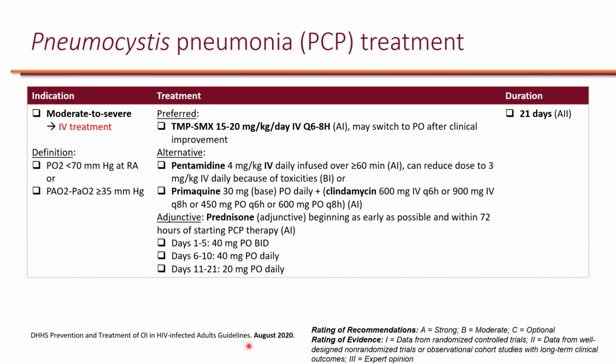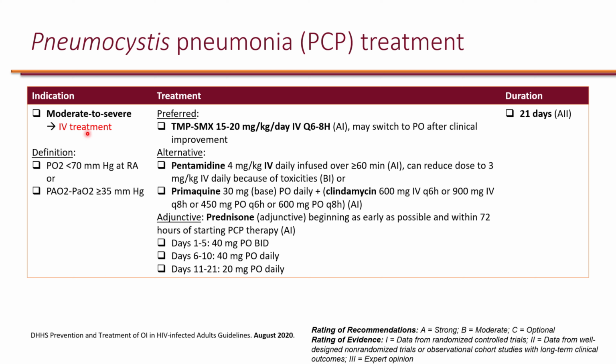And then when it comes to moderate to severe, if you can, you should use IV treatment. So Bactrim is available as IV, so you can use IV Bactrim. If someone cannot tolerate IV Bactrim, then you have some alternatives. Primaquine obviously is only available as oral, so you have no choice but to give it orally if someone couldn't tolerate pentamidine IV or Bactrim.